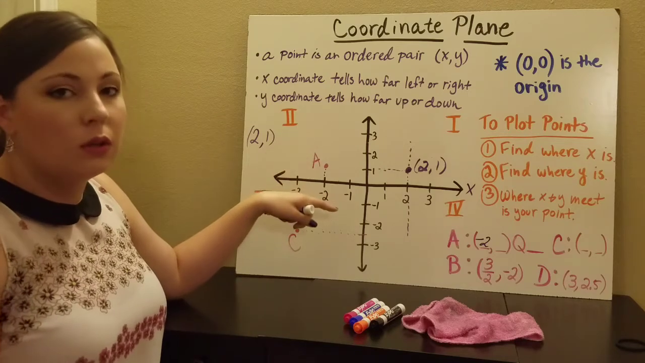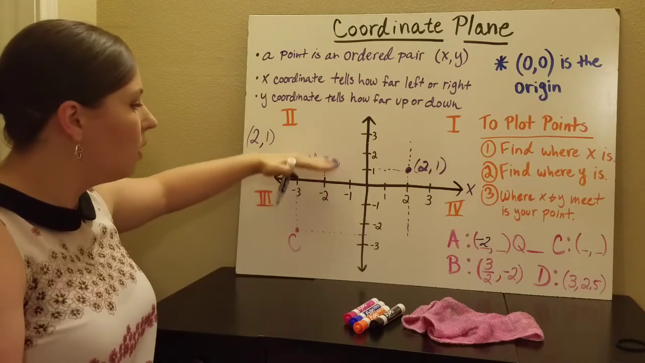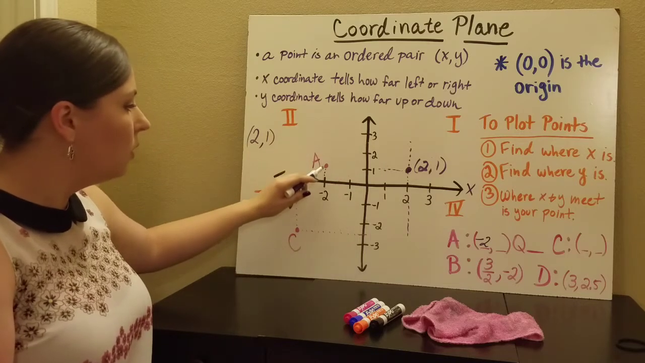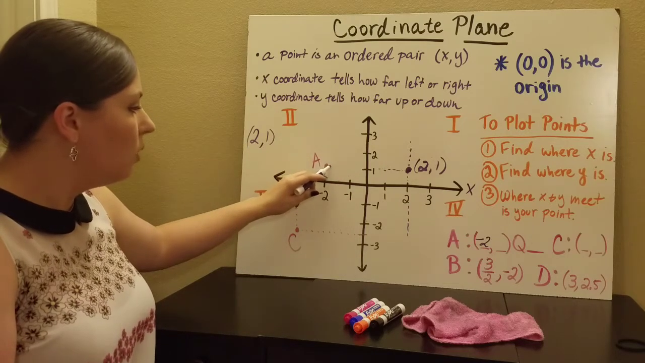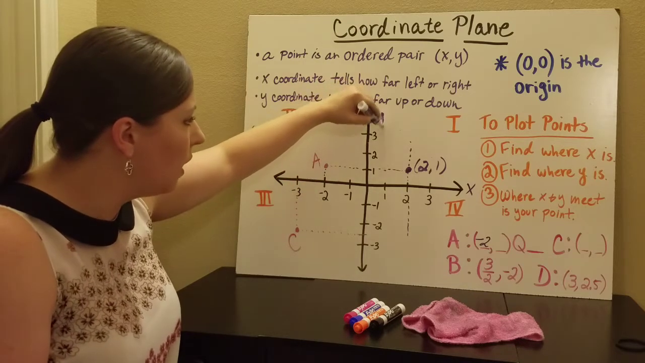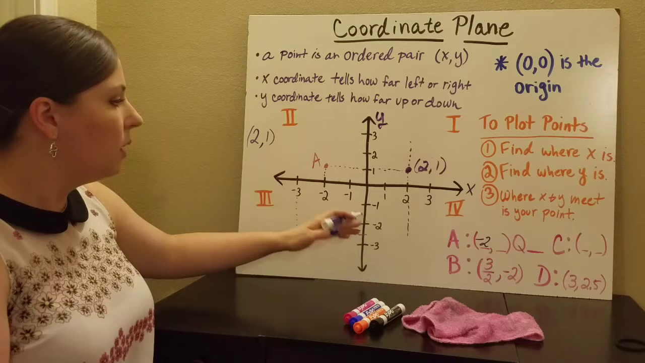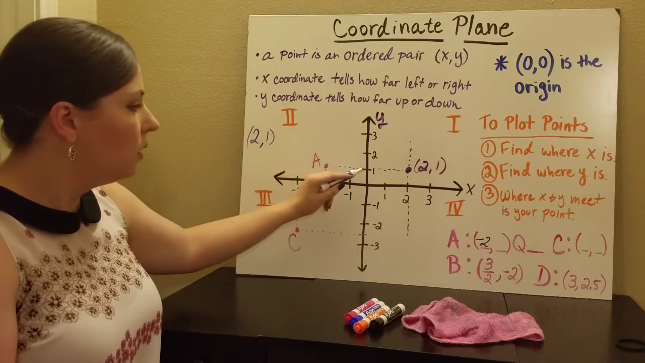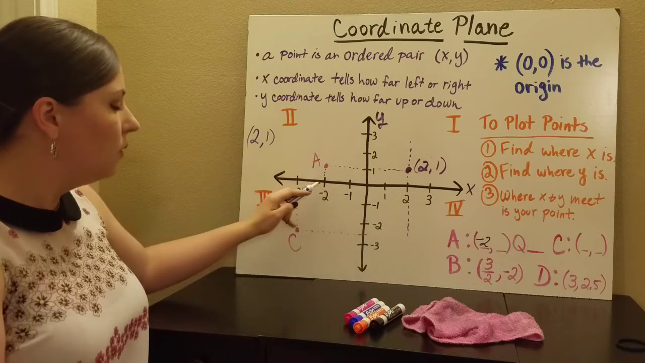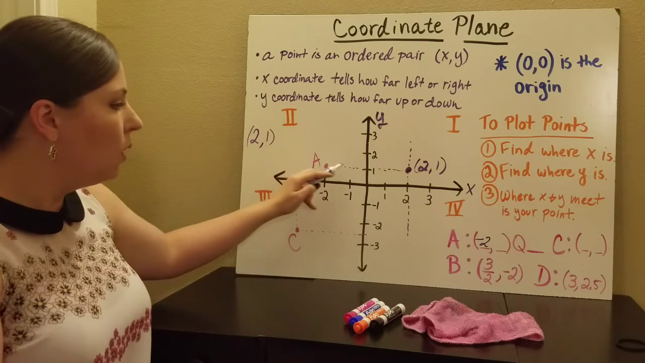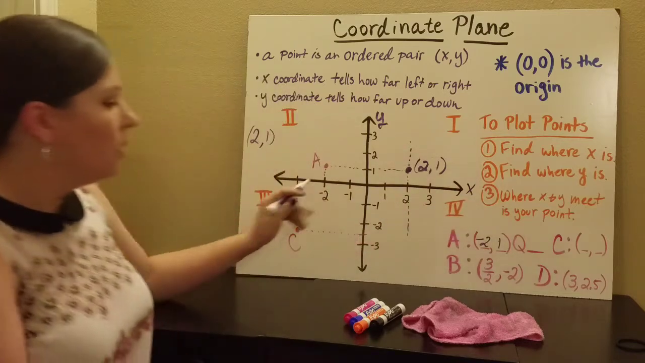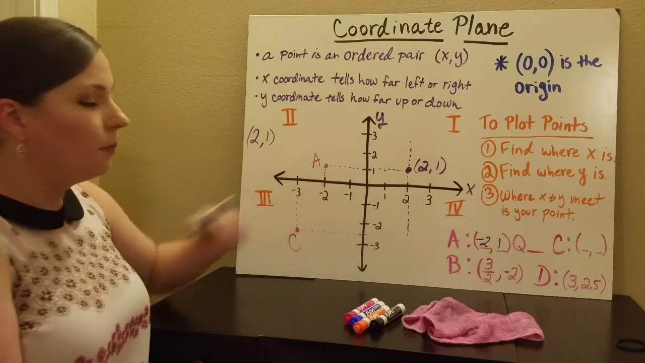Now I need to determine the y value. How far up or down is point A? I'm going to draw a line over to my y-axis. Remember, this is your y-axis, the up and down. And I can see it is at 1. So point A is at -2 in the x direction, 1 in the y direction. So that is my point, (-2, 1).